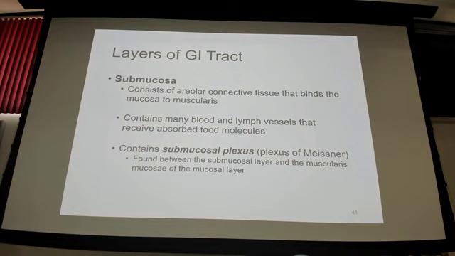And our submucosal plexus. That one's even easier. Submucosal plexus is in the submucosa. All right? Don't get M for muscle confused with M for Meissner, right? So Meissner, plexus of Meissner, is the submucosal plexus.